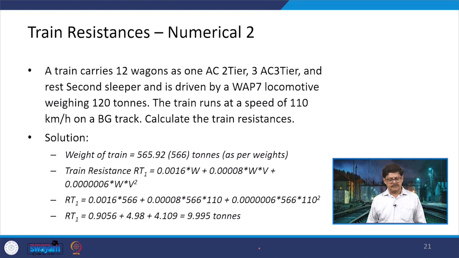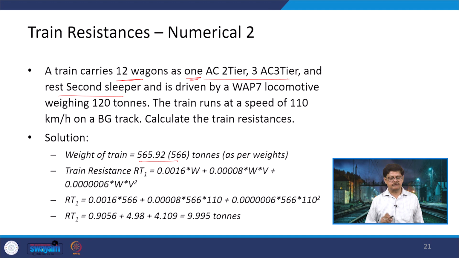Now, there is another numerical which we are taking here. There is a train which carries 12 wagons and we are being given the classification of the wagons: there are 1 AC 2 tier, 3 AC 3 tier and the rest are second sleeper coaches. Once this data is given, we have already seen the values of the weights for these particular wagons. So, we will take those weights, and we calculate the weight of the train. The weight of the train comes out to be 565.92 or 566 tons.